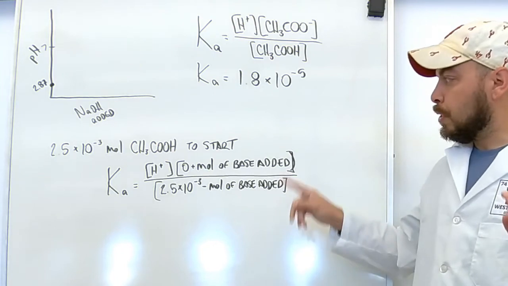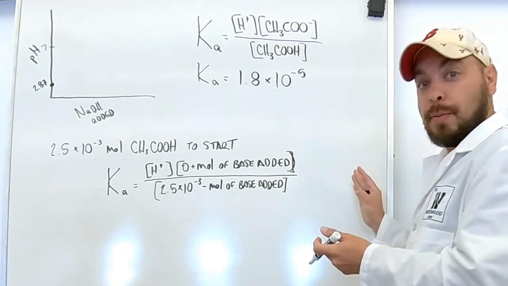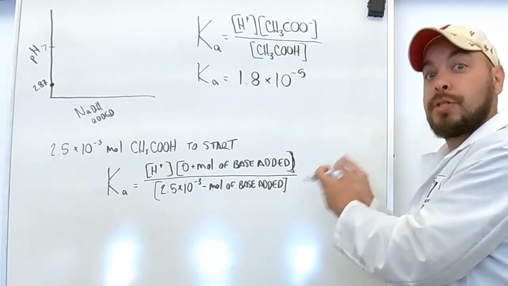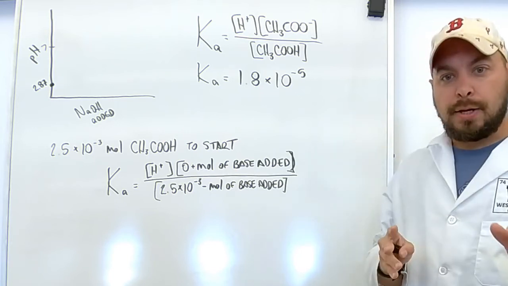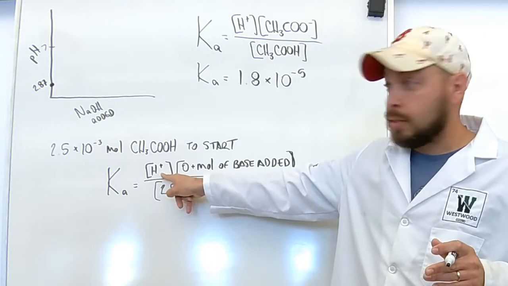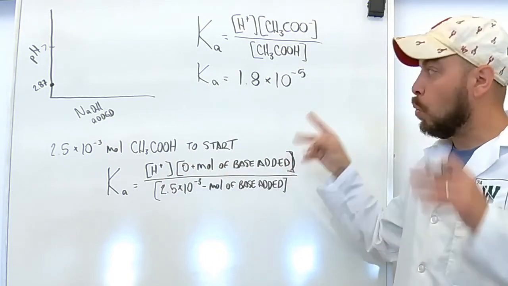Okay, so if you look at this, what I'm doing is basically a rice table, but I'm doing it within the formula itself, within the expression itself. So what I've got here is the concentration of H plus times 0 plus the moles of base added. Why do I do that?